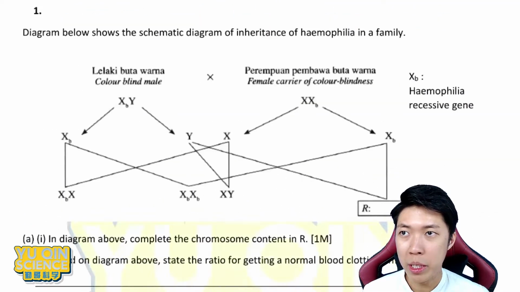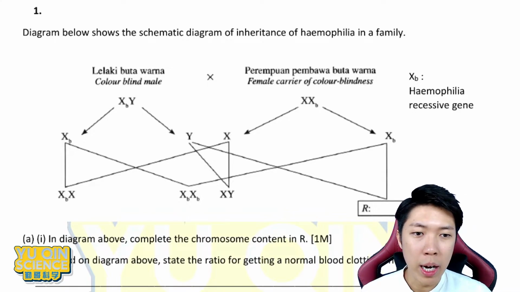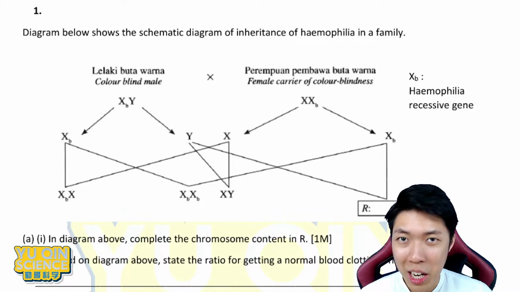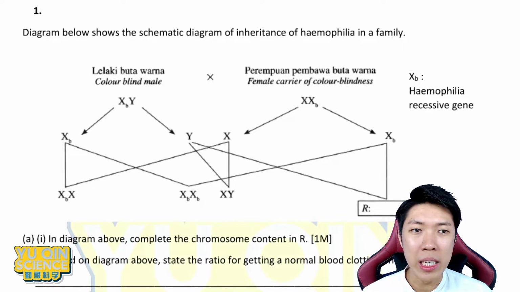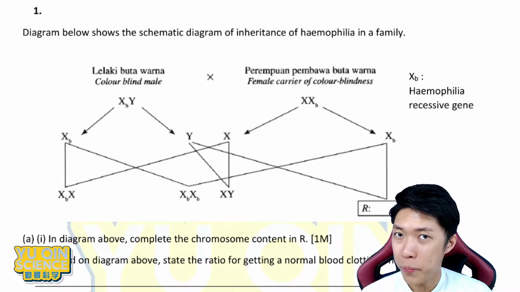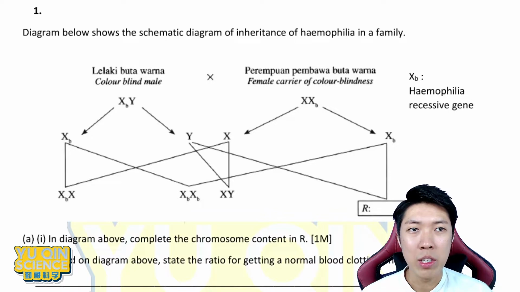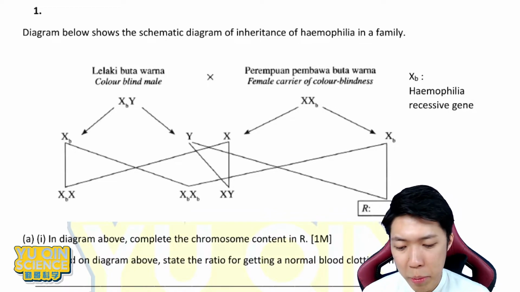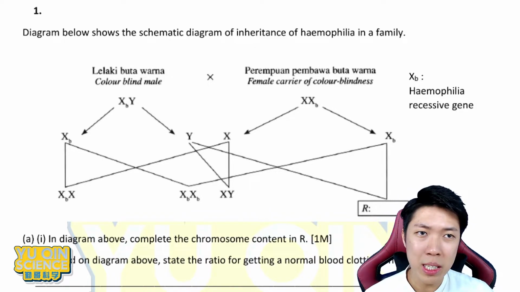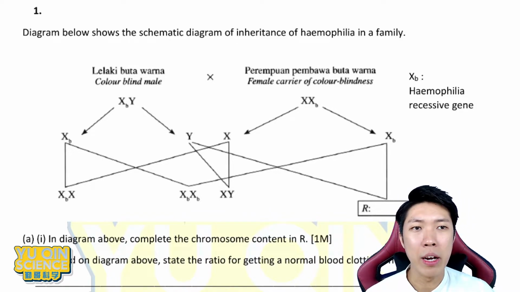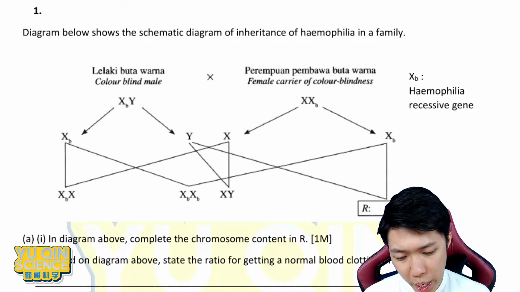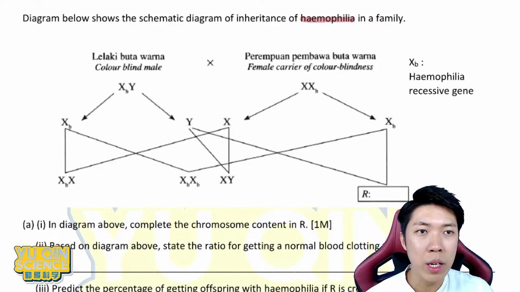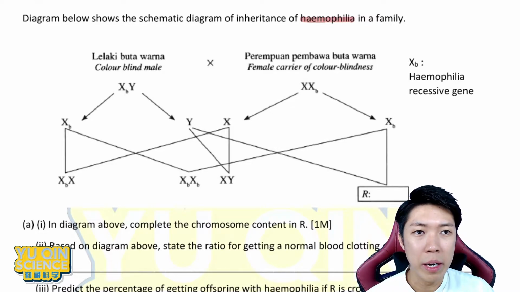So please turn with me to question number 1. You can download this material in the description box below, so help yourself. I'll go straight into it. Question number 1: the diagram below shows a schematic diagram. By the way, this is what we call the schematic diagram. So we have hemophilia here. Let's talk about hemophilia since we've been talking about hemophilia.